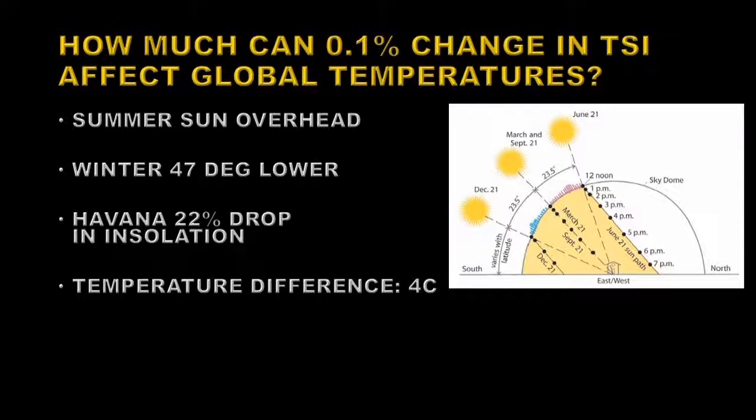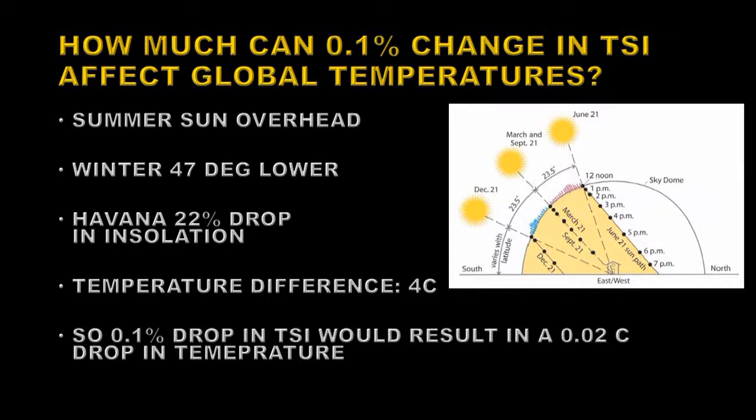So then all you have to do is multiply 4 degrees centigrade by 0.1 and divide it by 22. That will give you the change due to a 0.1% change in total solar radiance, and if you do that you find that that's equivalent to 0.02 degrees centigrade. Now you can do this for any city. You look up the latitude of your city, work out the altitude of the sun at the summer solstice and the winter solstice, and see what the difference in your average summer temperature and winter temperature is, and you'll get basically the same result no matter where you look this up.